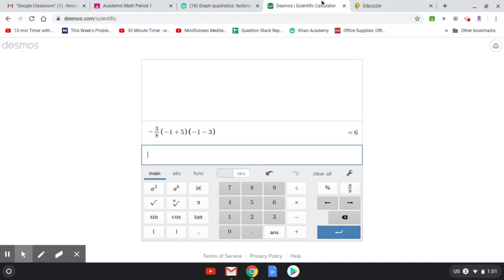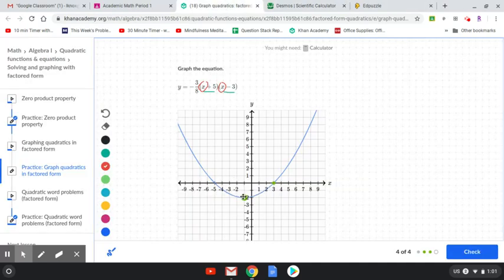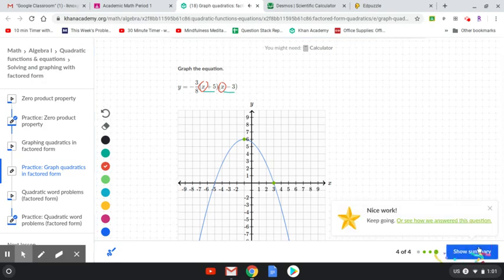So on my graph, I'm going to go ahead and drag this up to 6. So my vertex is up here, -1, 6. My x-intercepts are at -5, +3. Notice it's a flipped over parabola. It opens down, and that's because of this -3/8 that's being multiplied out in the front. That should give me my graph.